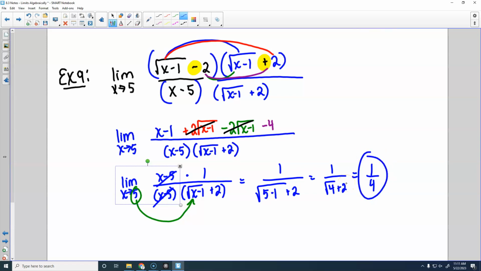This is particularly helpful when you need an exact answer, because if you're doing this numerically or with the graph, it's sometimes hard to see that it's going to be 1/4. It might look like it's going to be 1, or it might look like it's going to be 0 or something like that. Okay, questions?